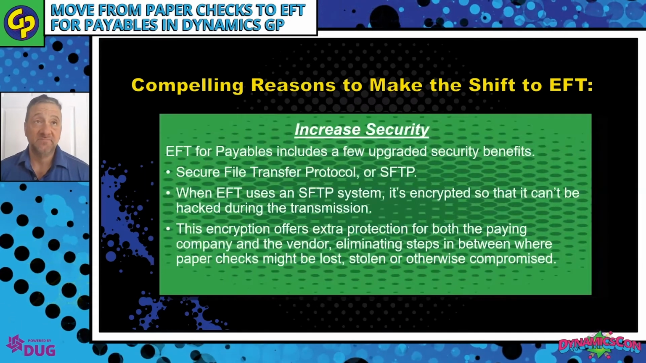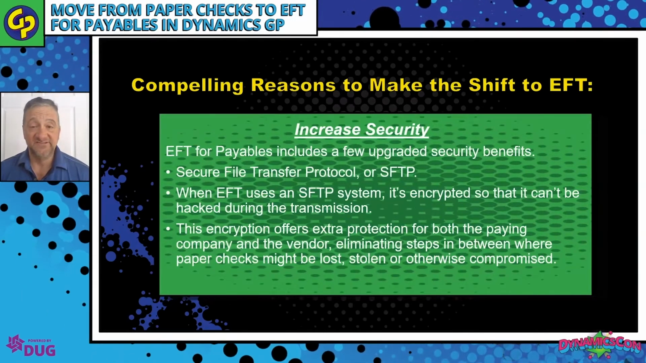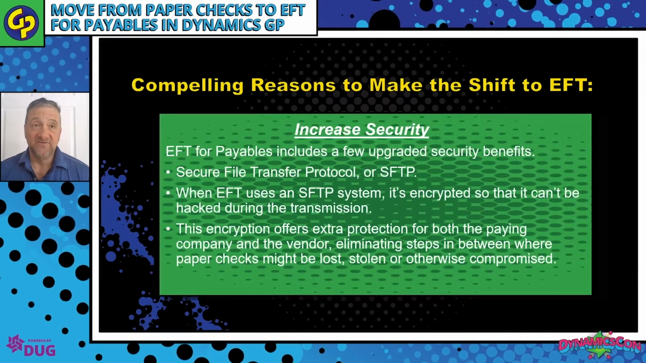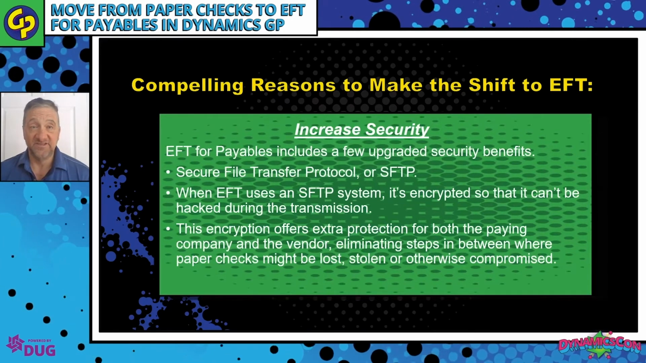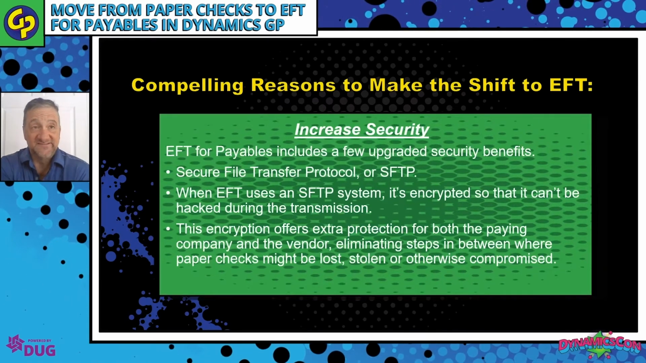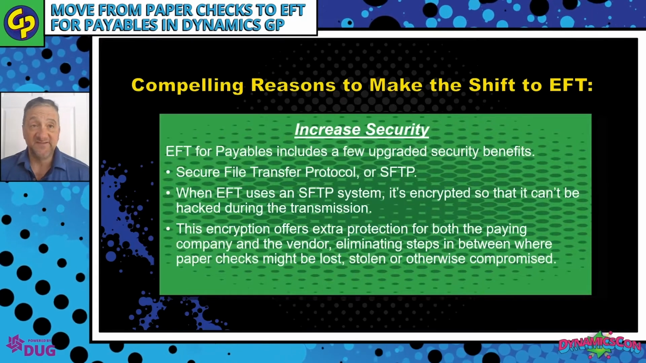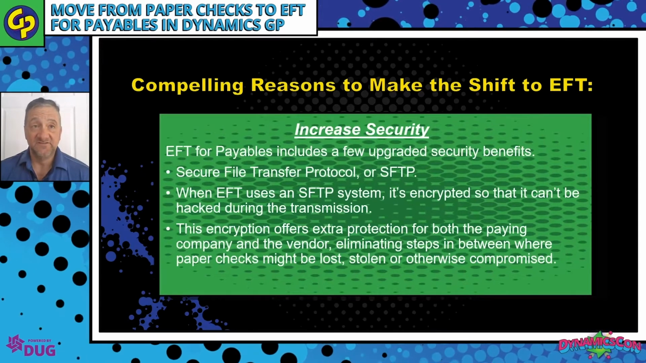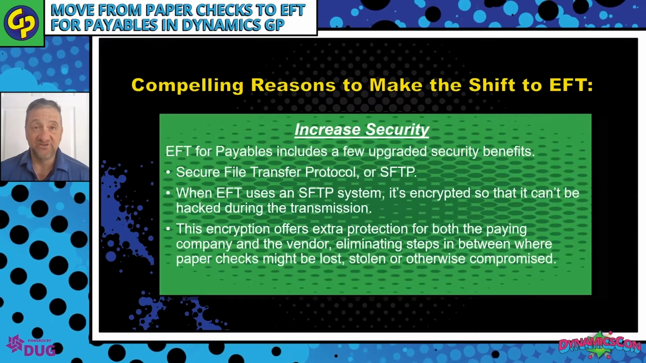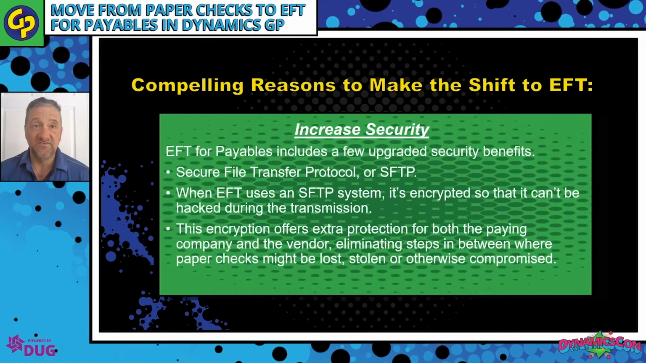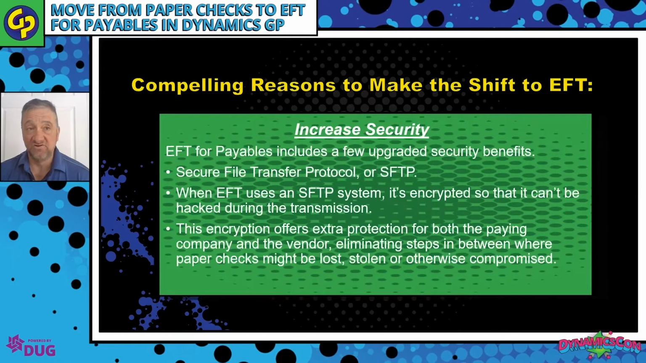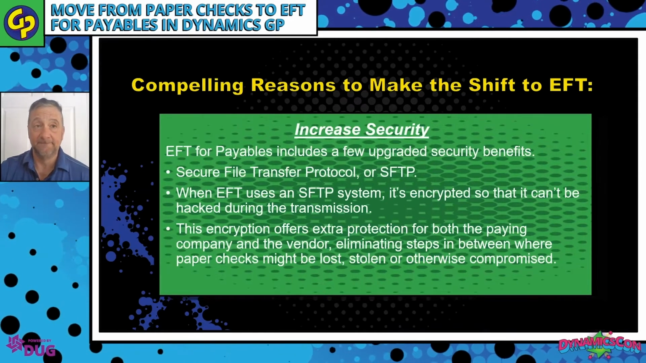Increased security. EFT for payables includes a few upgraded security benefits. 1, Secure File Transfer Protocol, or SFTP. Rick will talk a little bit more about this in the coming slides. When EFT uses an SFTP system, it's encrypted so that it can't be hacked during the transmission. This encryption offers extra protection for both the paying company and the vendor, eliminating steps in between where paper checks might be lost, stolen, or otherwise compromised.